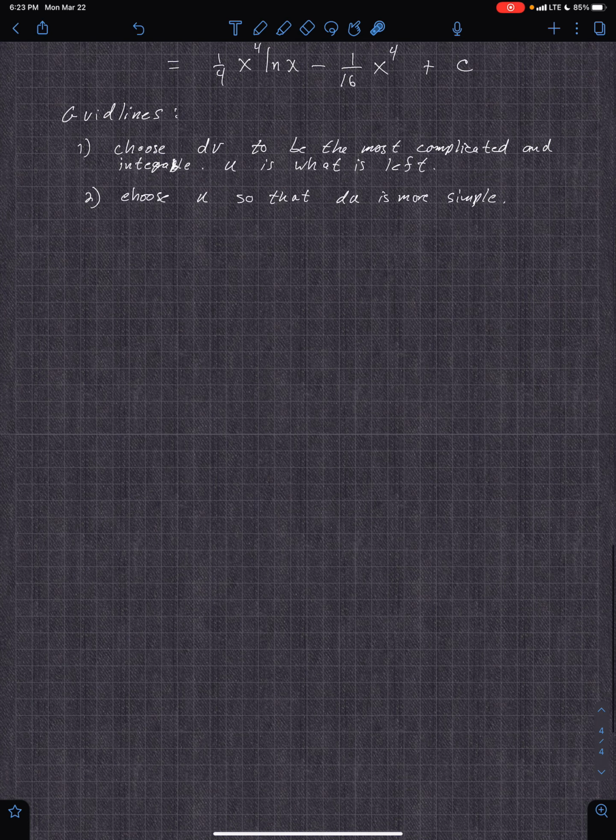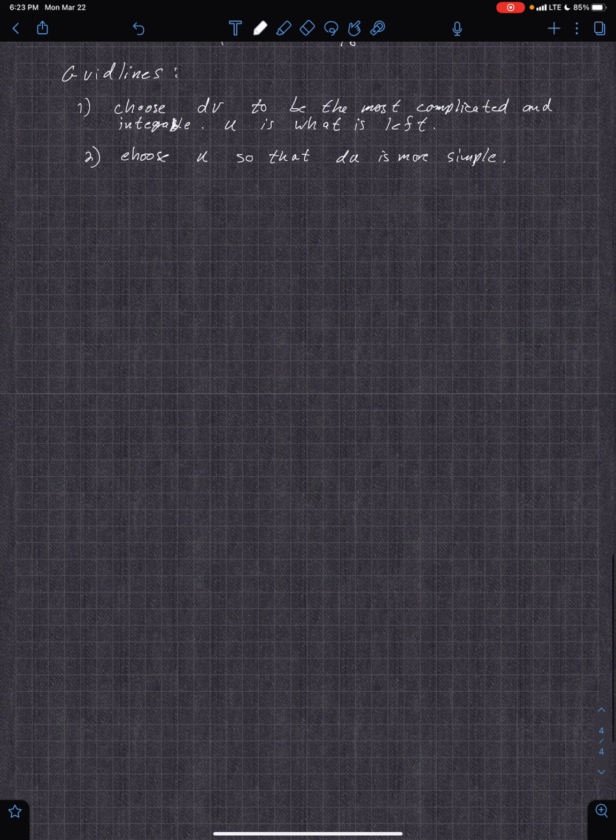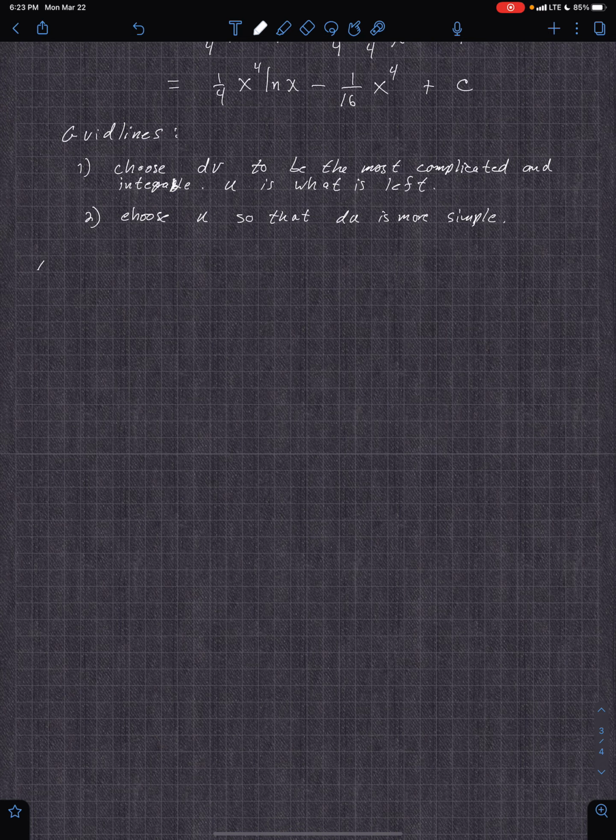Let's look at another one. Let's look at this example here. Do I have enough room for this? I might move everything down. So evaluate the integral of ln x over x squared dx.